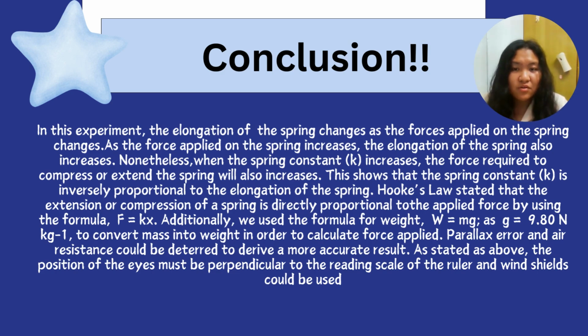Parallax error and air resistance could be reduced to derive more accurate results. As stated above, the position of the eyes must be perpendicular to the reading scale of the ruler, and windshields could be used.